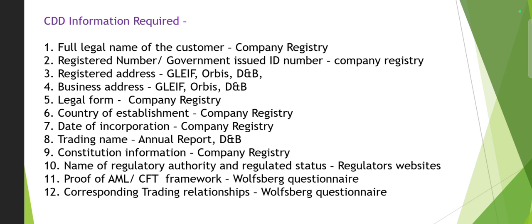Trading name from the annual report or DNB report. Constitution information from the company registry. Then the name of the regulatory authorities and regulated status. We can check on that particular country's regulator website whether that bank or financial institution is regulated or not. Then proof of the AML/CFT frameworks, we can check through the Wolfsberg questionnaire. And the last one is the correspondent banking relationship. We can check through the Wolfsberg questionnaire.